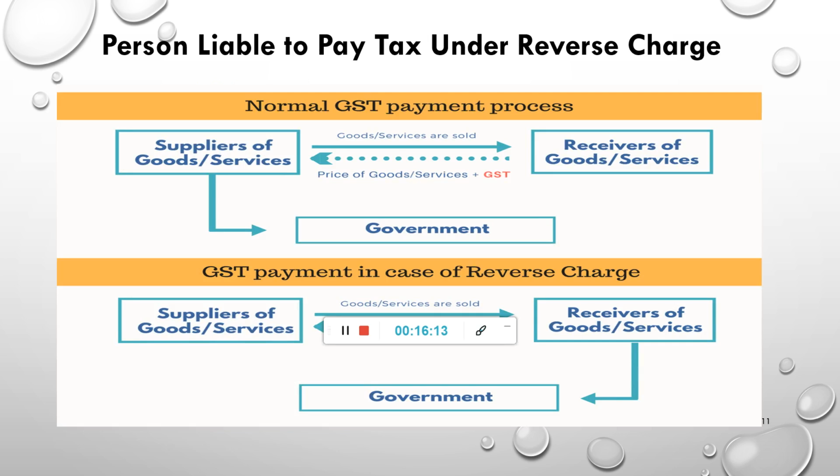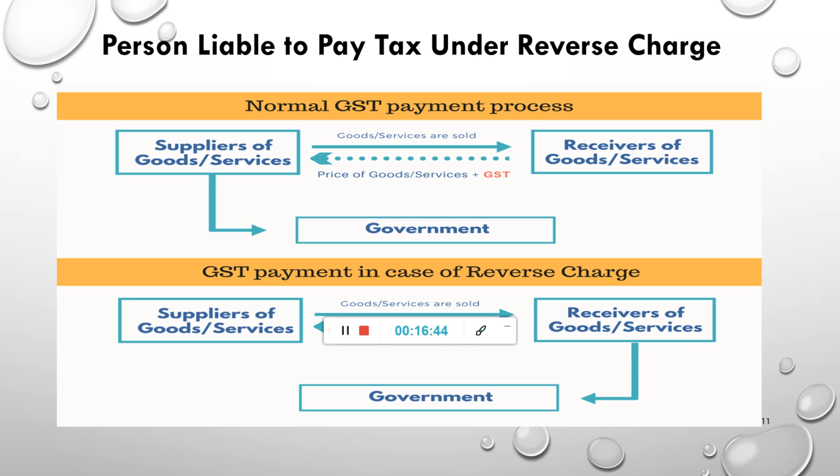Now I'm going to discuss in more length about reverse charge. What is reverse charge? GST is normally charged by the supplier of the goods or services. The supplier is liable to collect the tax from the recipient and pay the total amount to the government. But in some cases, the recipient of the goods or services is liable to pay GST instead of the supplier. This is the essence of reverse charge.